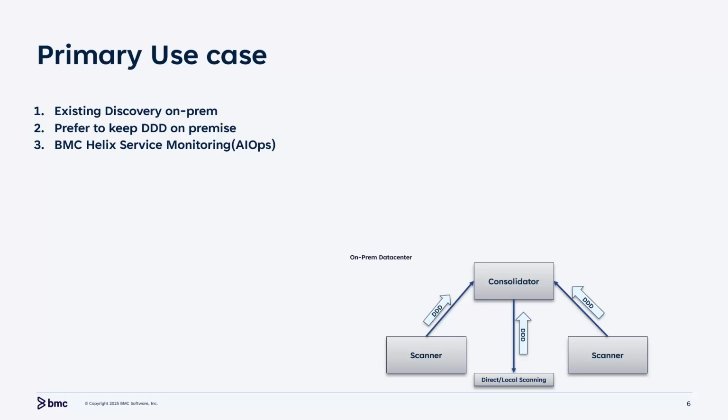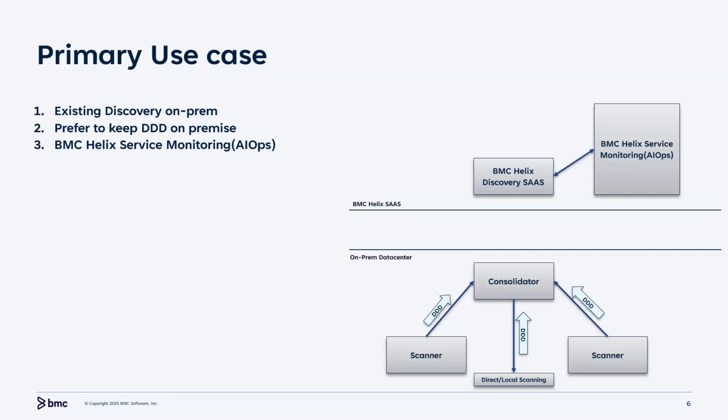You have your on-premise consolidator setup where multiple scanners are consolidating the data. You might also be doing direct or local scanning from your consolidator appliance. To utilize BMC Helix AIOps capabilities, you could opt for BMC Helix AIOps deployment or SaaS deployment. As you may know, all BMC Helix AIOps SaaS deployments come with a BMC Helix Discovery SaaS instance, which is commonly known as the DSM instance.